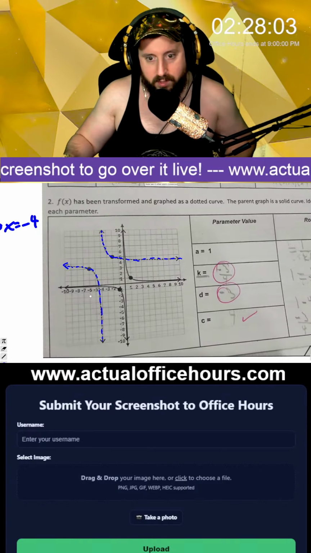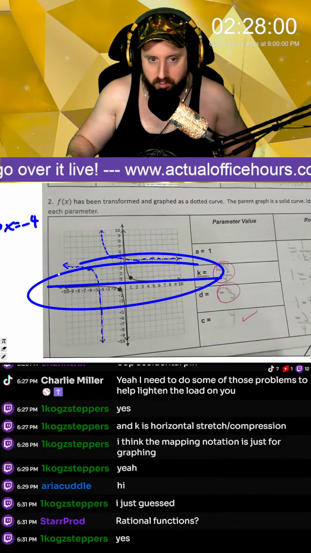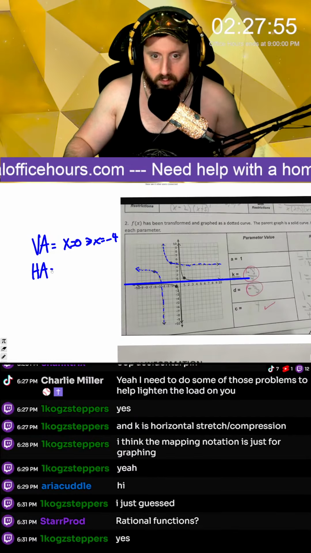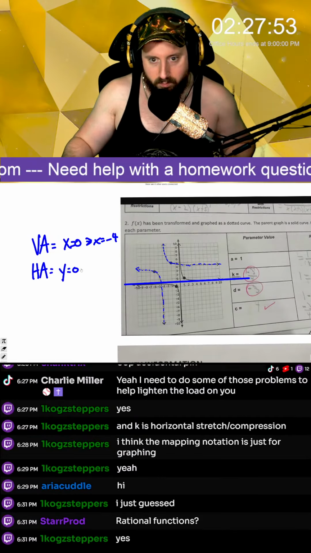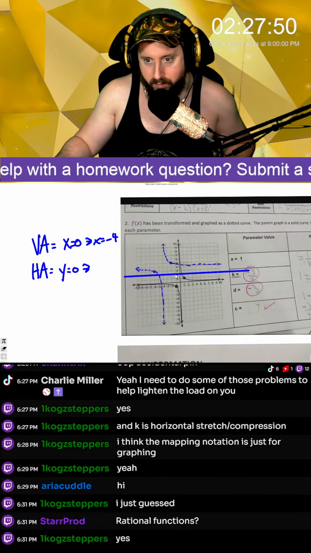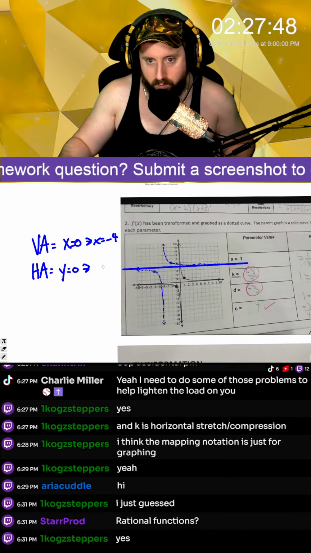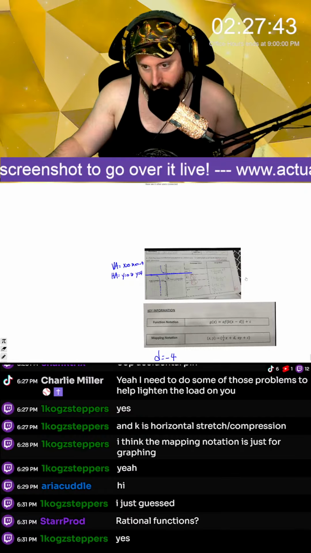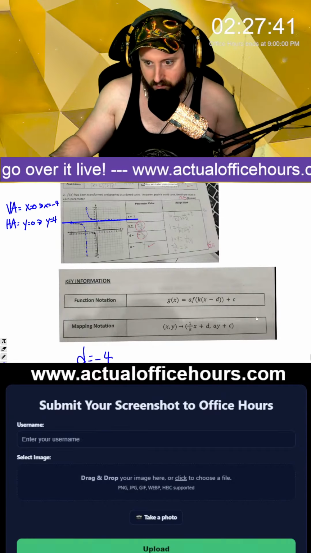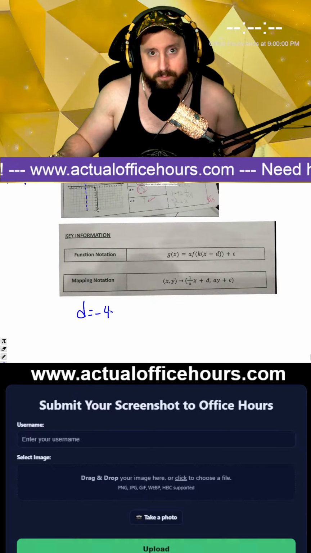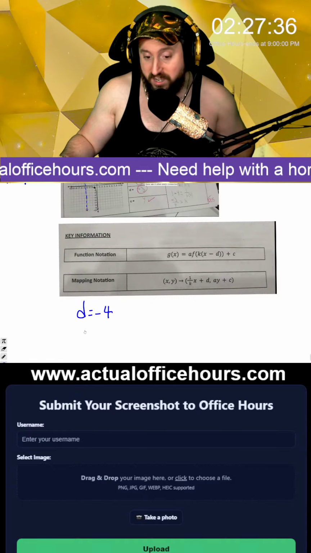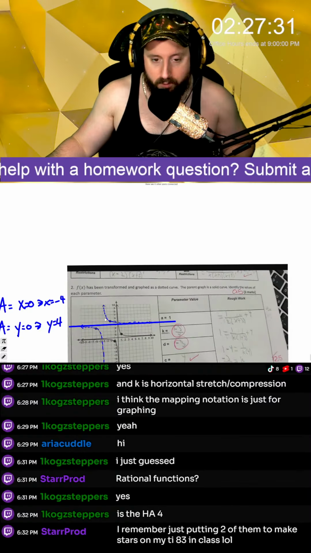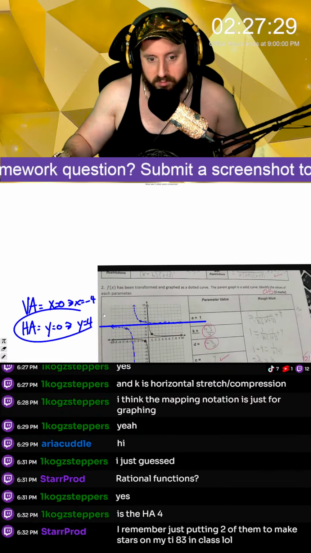Okay, cool. All right, so then let's look at the horizontal asymptote. The horizontal asymptote used to be y equals 0. But then that moved up to what looks like y equals 4. Okay? So that tells me we went up by 4, which I think you got correct there. Right. So C is the vertical shift. The horizontal asymptote is y equals 4, technically. Yeah. Vertical asymptotes are x equal things. Horizontal asymptotes are y equal things.